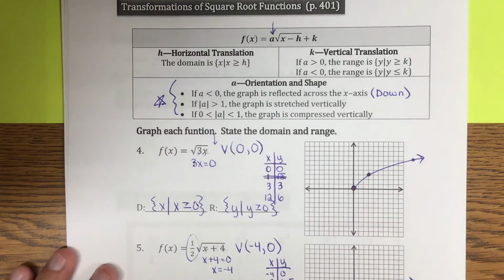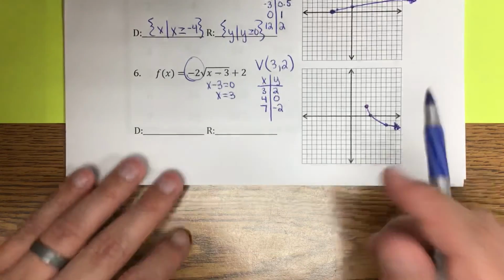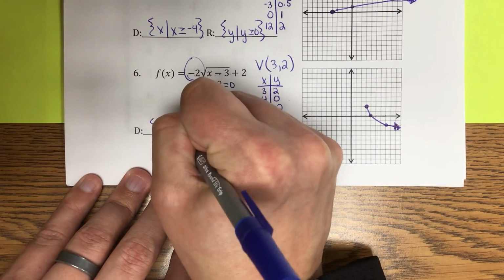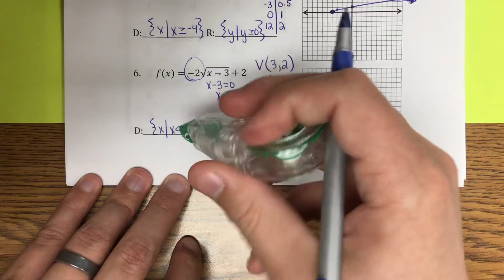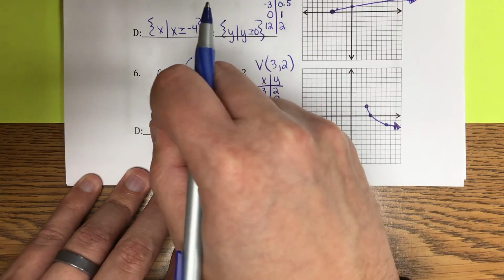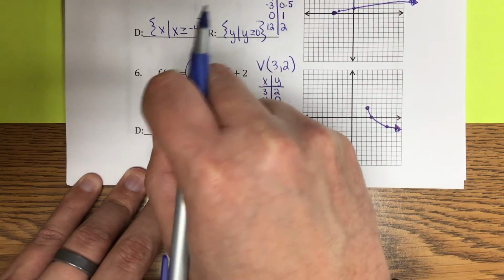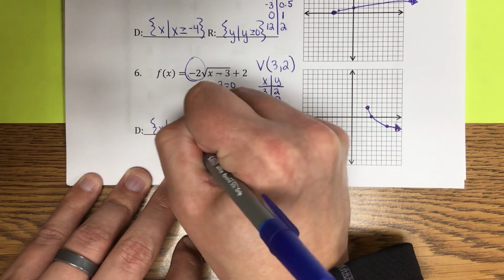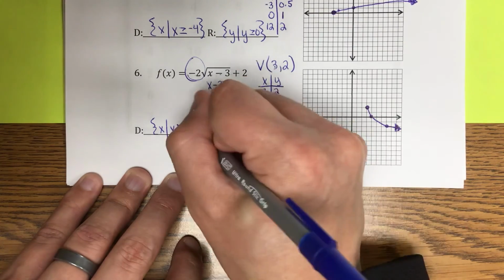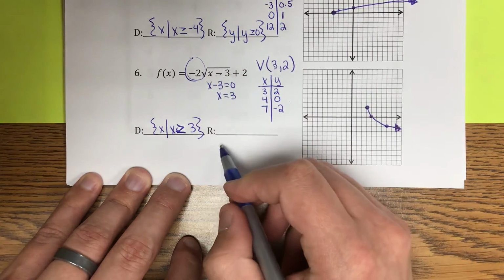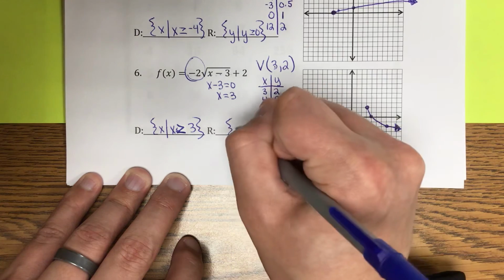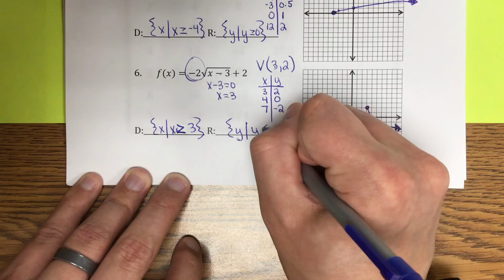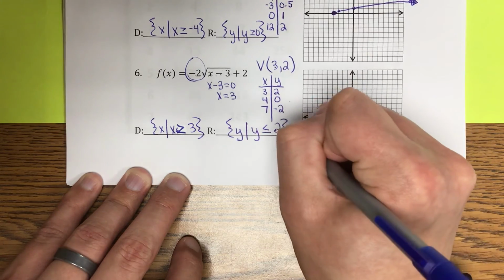Very important. So now I'm going to go back and talk about the domain. It goes to the right still, so the domain here would be x such that x is greater than or equal to. So let me change that real fast. So greater than or equal to, and then the number I'm going to use here is 3. And then the range, this one changes. This is probably what I meant to write. Y is, since it's going down, less than or equal to 2.